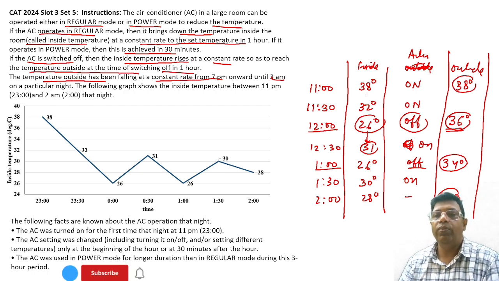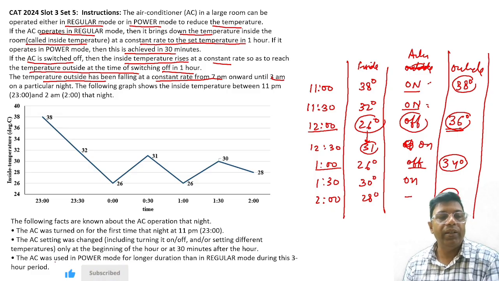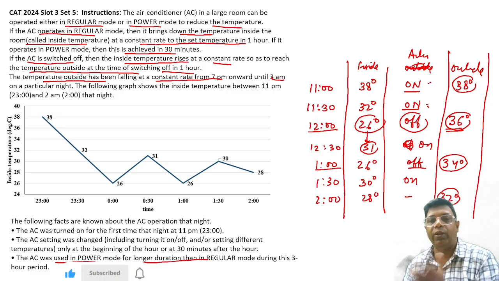So now we know the activities, like AC was switched on at 11. Now there are two possibilities. AC was switched on in normal mode over here, or maybe both the times it was switched on in power mode. But the point is, given the AC was used in power mode for a longer duration than regular mode during this 3 hour period.